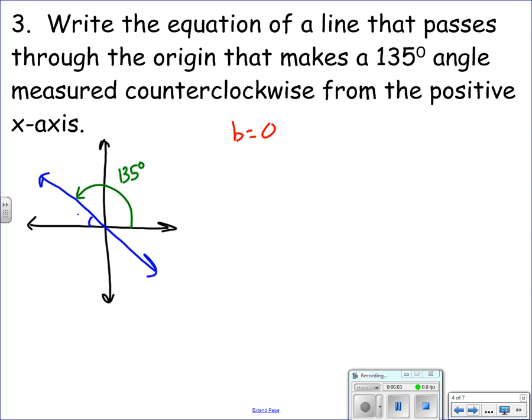So I need to find the slope of that. This angle here is 45, 180 minus 135. When we're looking at a 45-45-90 triangle, if I draw a right triangle in there, because I need to find the slope from the origin to some point (x, y), I go the same amount. I go -1, up 1. So our slope of that line is -1. So our slope, -1, y equals negative x.